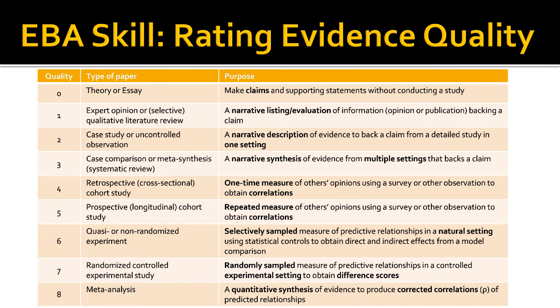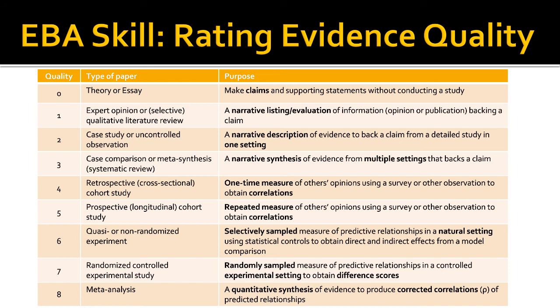The 9 levels of evidence quality are shown on this slide. In a sense, the first isn't really evidence at all. A paper that simply makes claims without conducting a study to support those claims is called a theory or essay paper. You will find many examples of this type of paper on the web as you search for evidence. Consequently, the first level is assigned the quality level 0 since a theory or essay does not provide data supporting a warranted claim.